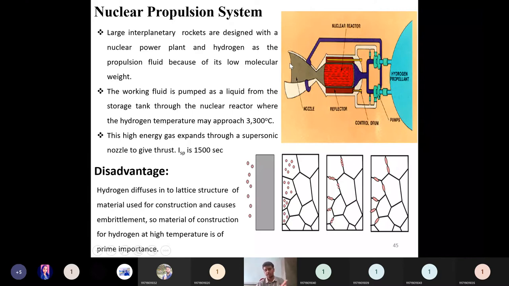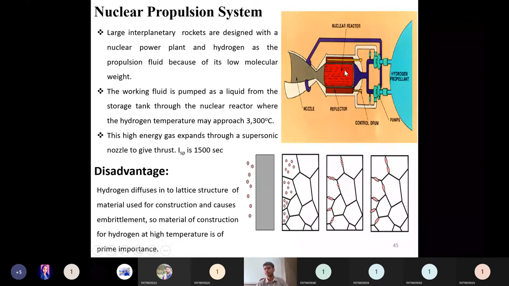Thrust is measured by the specific impulse, ISP, which is equal to F divided by dW/dt. We have seen that one. For this type of nuclear propulsion system, the specific impulse will be as high as 1500 seconds, much higher than the chemical energy system.